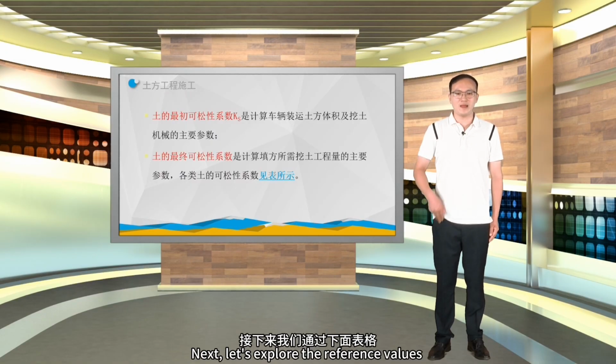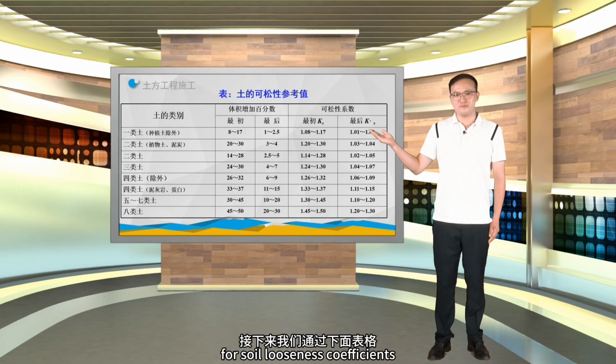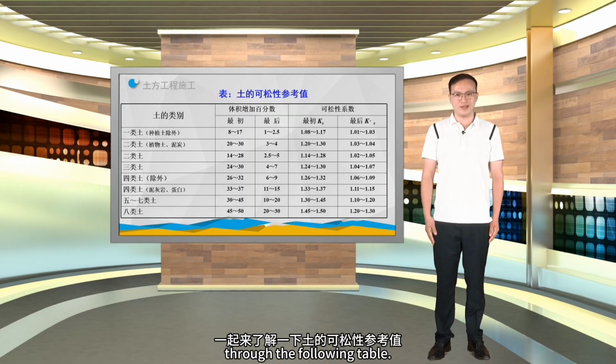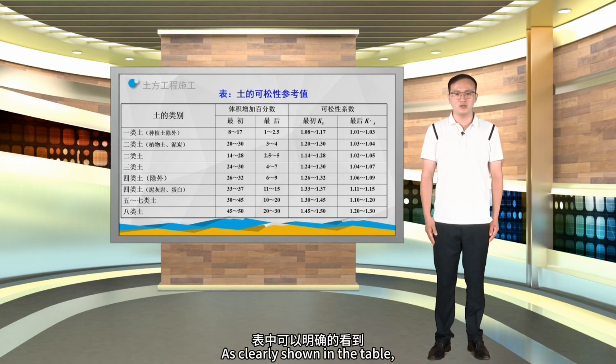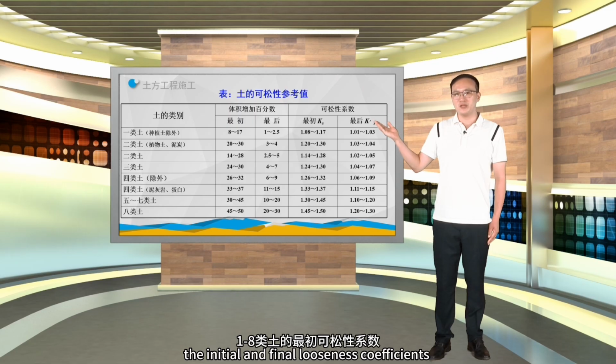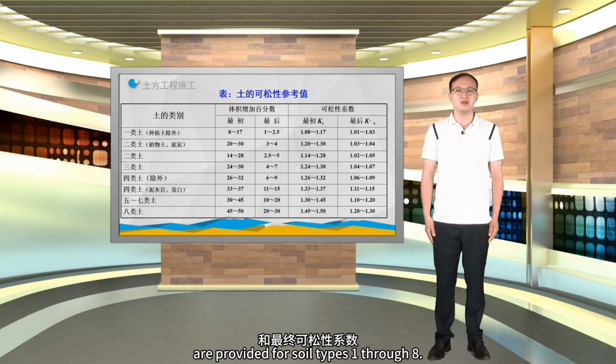Next, let's explore the reference values for soil looseness coefficients through the following table. As clearly shown in the table, the initial and final looseness coefficients are provided for soil types 1 through 8.